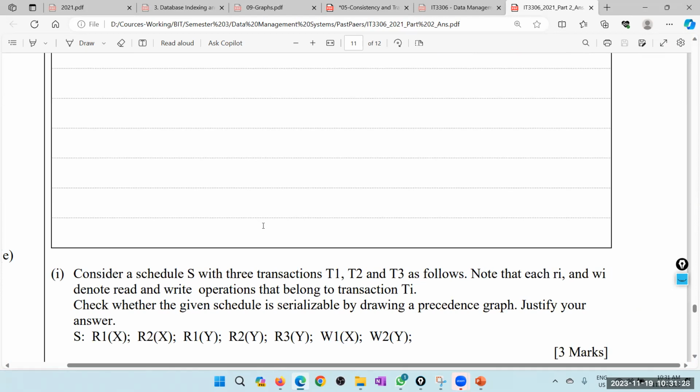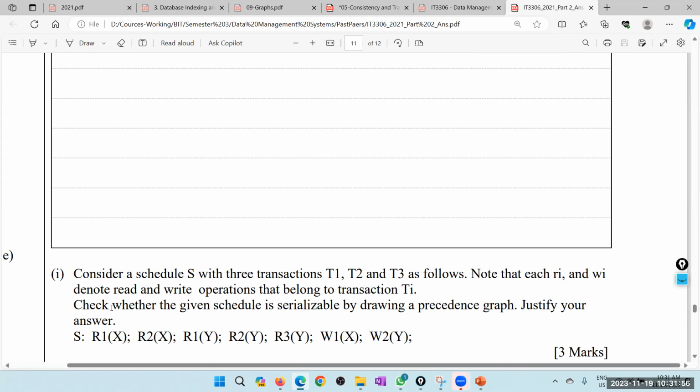Consider the schedule S with three transactions T1, T2, T3. This is the 2021 paper. Note that each Ri and Wi denotes read and write operations that belong to the transaction Ti. Check whether the given schedule is serializable by drawing a precedence graph. Justify your answer. Right, do it. It's not a difficult thing, right? We did similar questions. Two similar questions we have done.